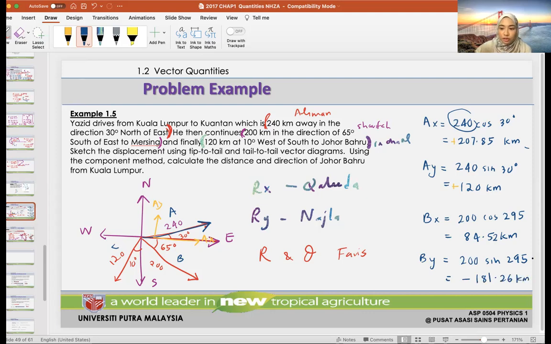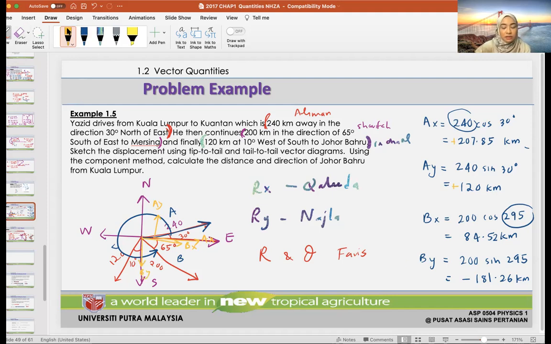Sharifah did a good job here because she went directly from here to here. So she doesn't need to worry about negative or positive, because she knows that she's going to get the right answer if she uses the angle with respect to the positive x-axis. But if Sharifah used 65 instead of 295, her answer would not be negative over here. She would get a positive. So you have to know that your BX is going to the right, which is positive, and your BY is going downward, which is negative.